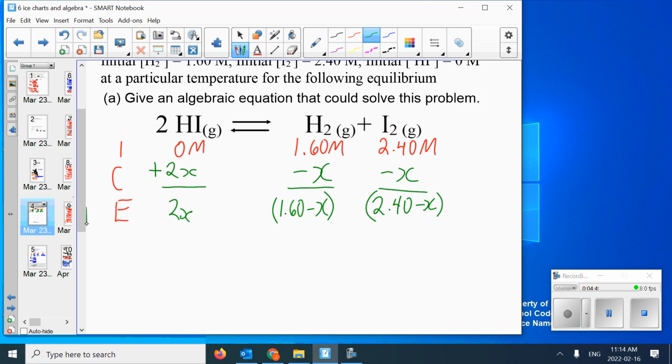We have an algebraic equation that could solve this problem. Well, we need the K expression. Same as before. I'll give marks for what we did in green. Then I'd give a mark for this. H2 and I2 are the products. So HI squared.